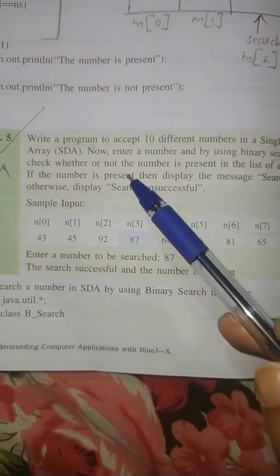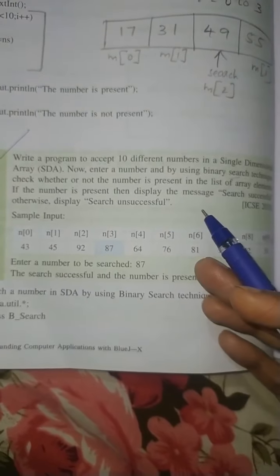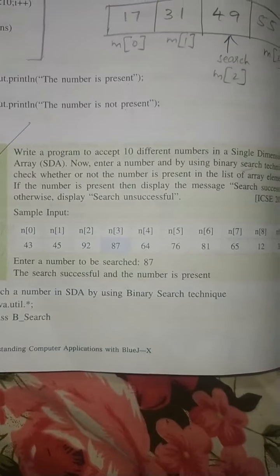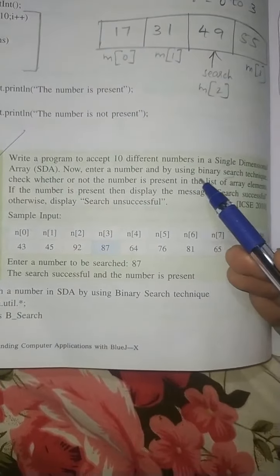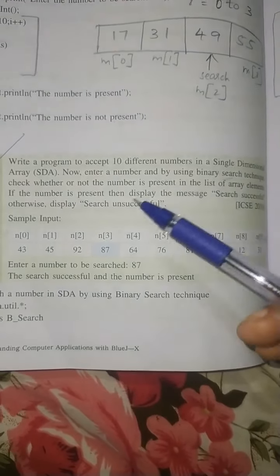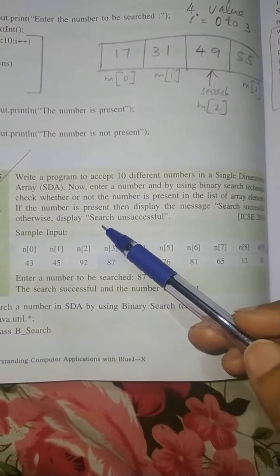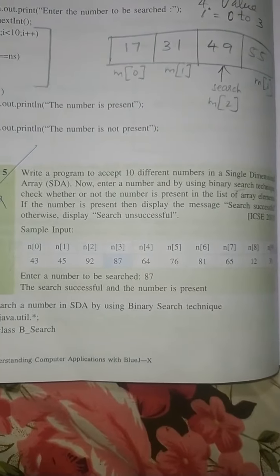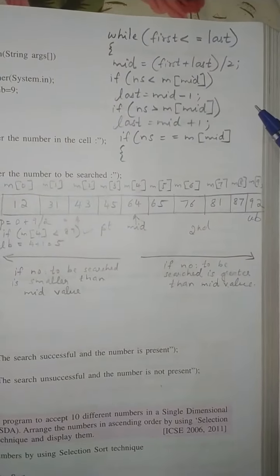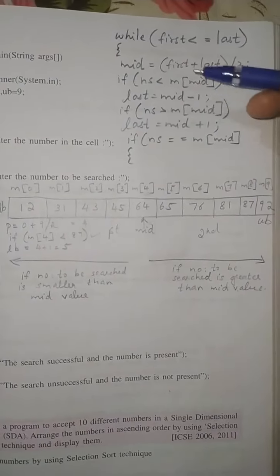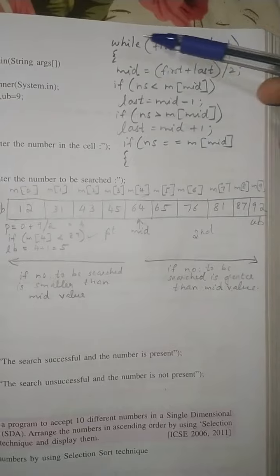So maybe the question will be like this. The array may be given in the question, or else you have to write the program. They will just say enter 10 numbers, and using the binary search technique you have to find whether the number is present or not, and finally display search successful or search unsuccessful. If you know the steps that I have already explained before this program, you can write this logic part using the first variable, last variable, mid variable. All of this is according to the steps only.